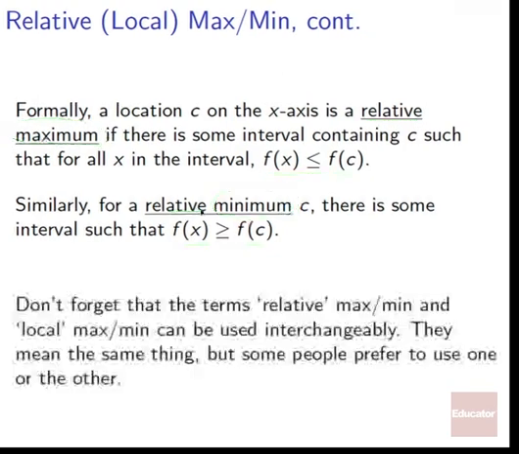Don't forget, the terms relative and local mean basically the same thing. Actually, they mean exactly the same thing. They can be used totally interchangeably, and some people prefer to use one, some people prefer to use another, some people will flip between the two, so don't get confused if you hear one or you hear another one. They just mean the same thing.